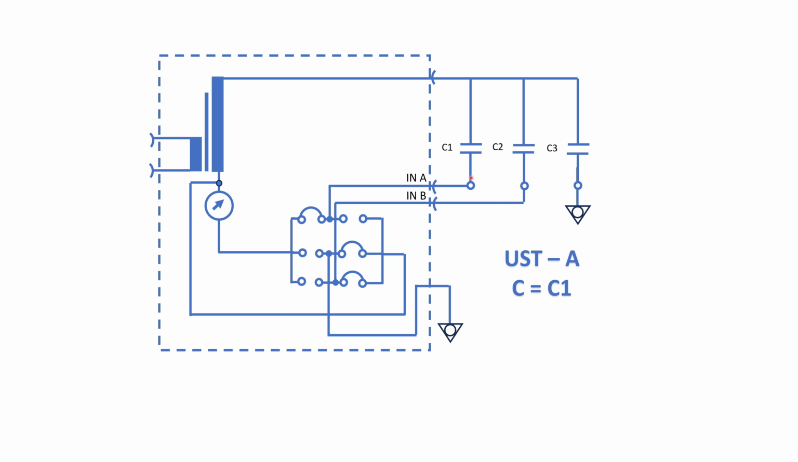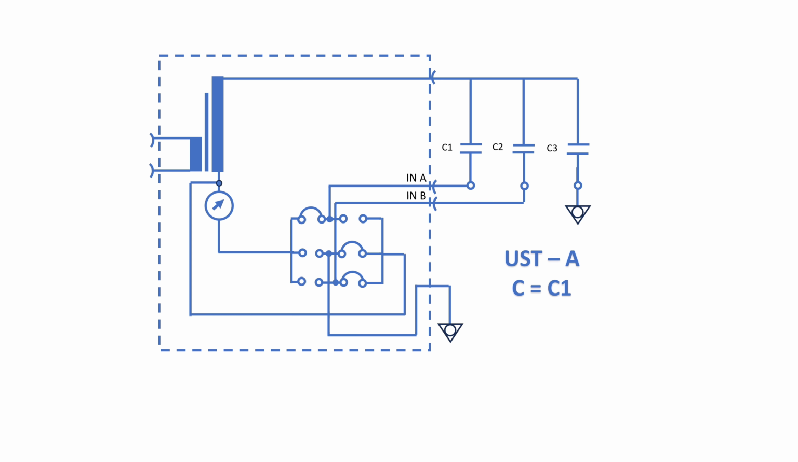C1 is going through this way. This way. This is the meter. So C1 capacitance is measured. In case of C2, it is going through this way, but it is open. So C2 will not be measured. In case of C3, this C3 is also open. So only C1 will be measured in this particular mode.